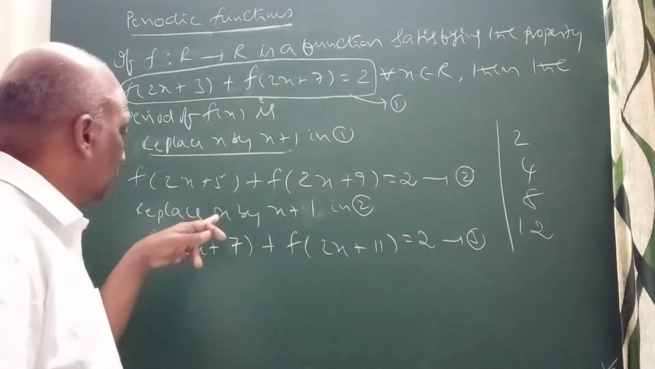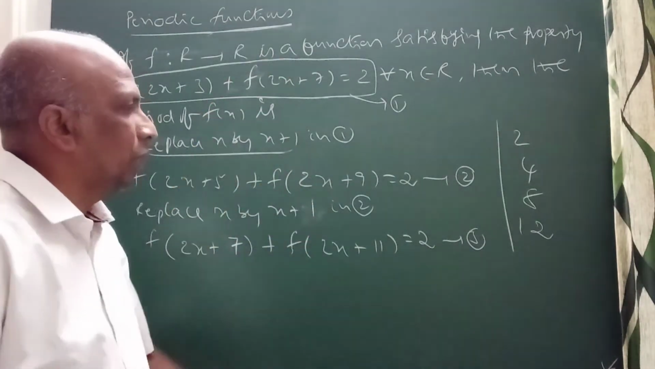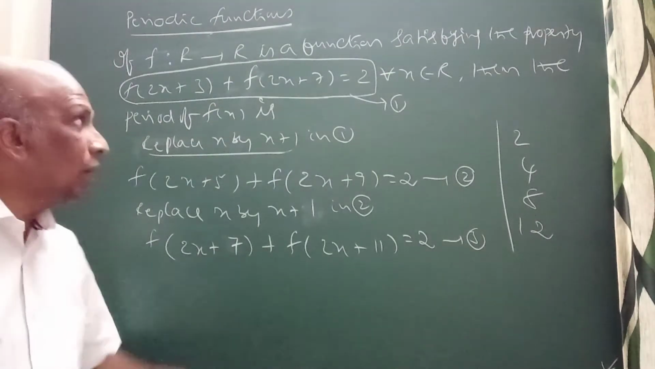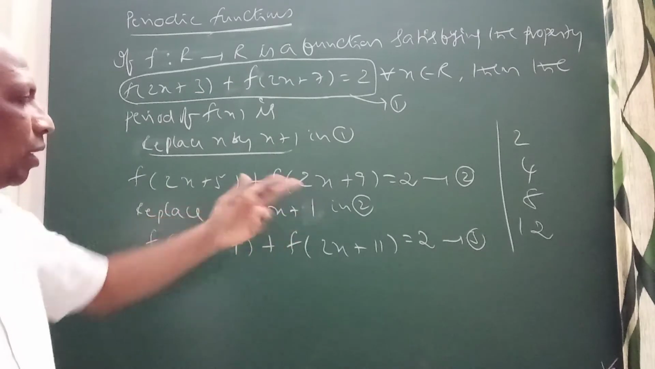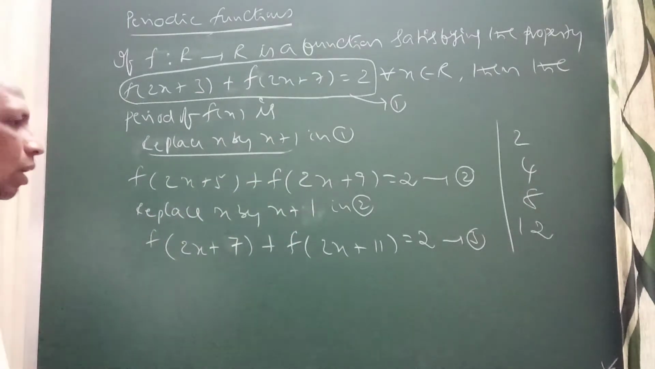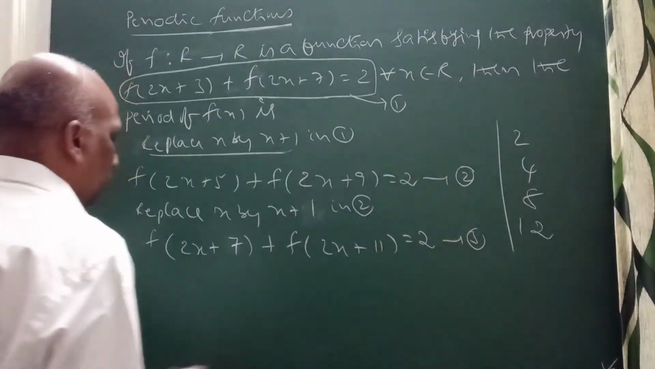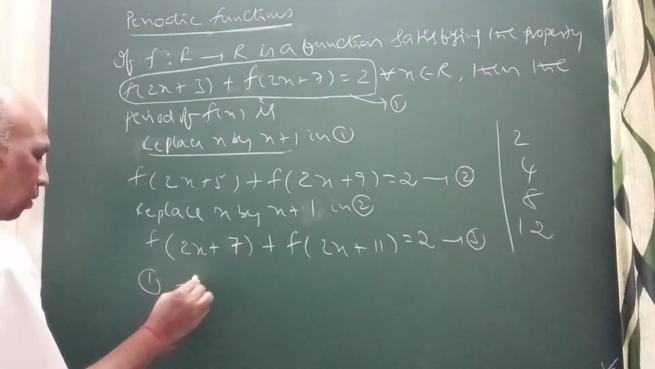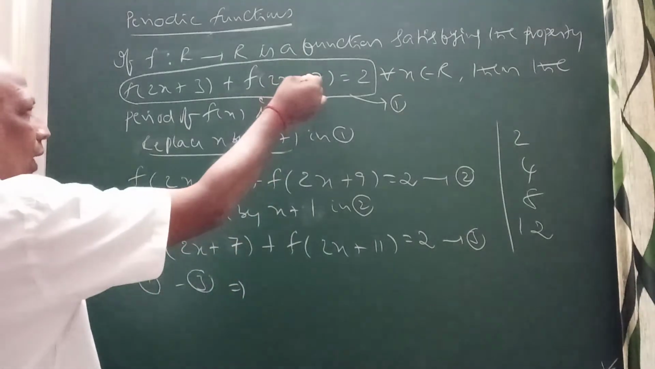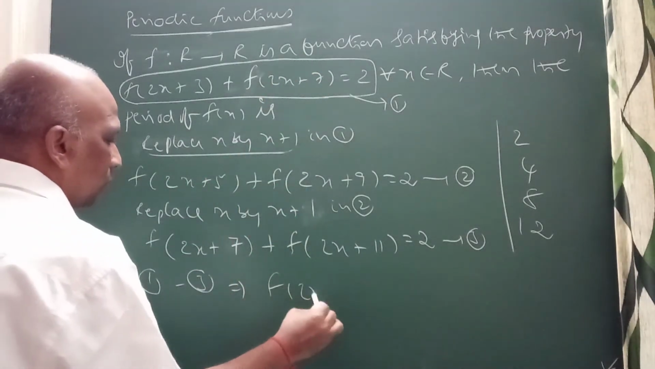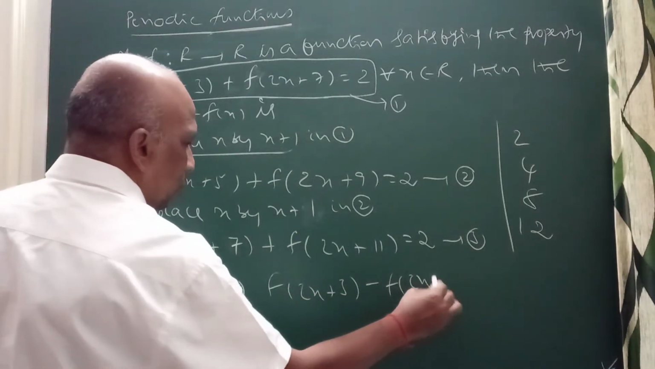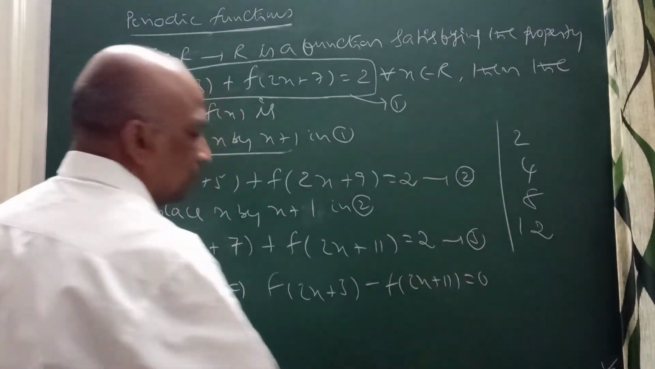Otherwise, I can replace x by x plus 2 in one row. That is also fine. You can replace x by x plus 2 in 1 or replace x by x plus 1 in 2. Any one of the methods works. Now, if you observe here from 1 and 3, if we follow 1 minus 3, then 2x plus 1 I can eliminate. You will get f of 2x plus 3 minus f of 2x plus 11 equal to 0.